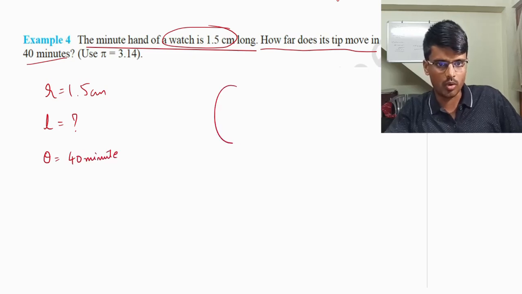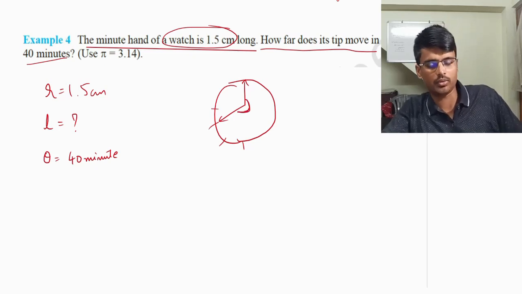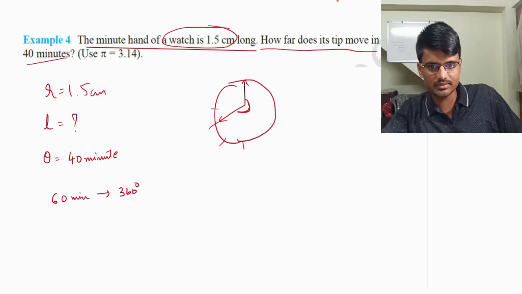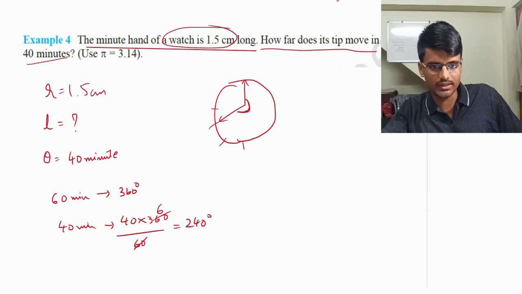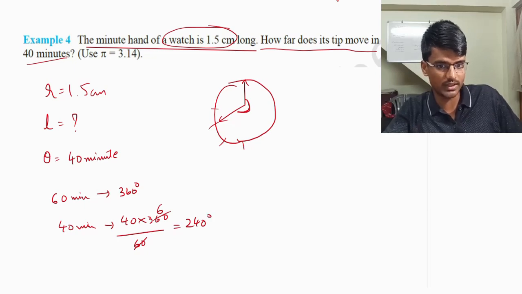Okay, you have a watch. So minute hand, from here it has started, and at 40, 40 is somewhere here. So this is the angle. So what will be this angle? Tell me. We can find that out. Okay. So 60 minutes is 360 degrees. So what is 40 minutes? It is nothing but 40 into 360 by 60, which is nothing but 240 degrees. Okay, but 240 we cannot use, we have to convert this into radians.